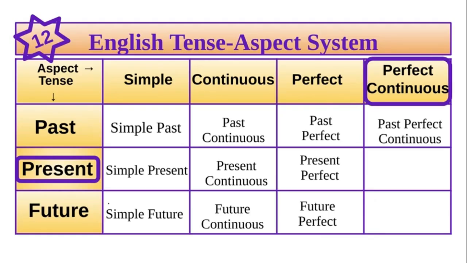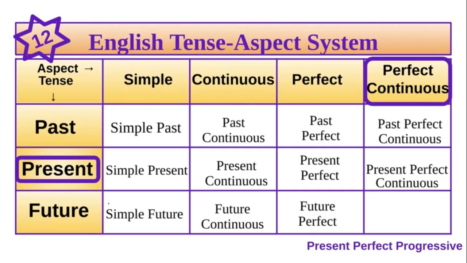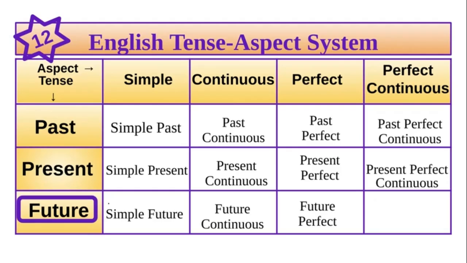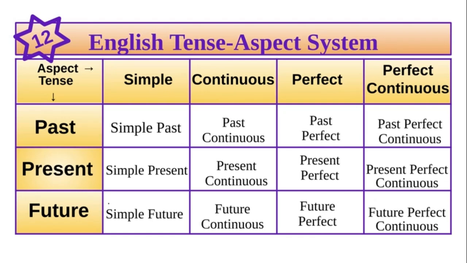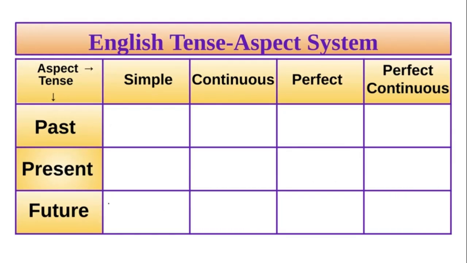Present perfect continuous, also called present perfect progressive. And lastly, future perfect continuous, also called future perfect progressive. This is going to be so much fun. Here we have the big picture map of the 12 English tense aspect system and their combinations. Let's dive in and learn more about each combination, beginning with the first, simple past.